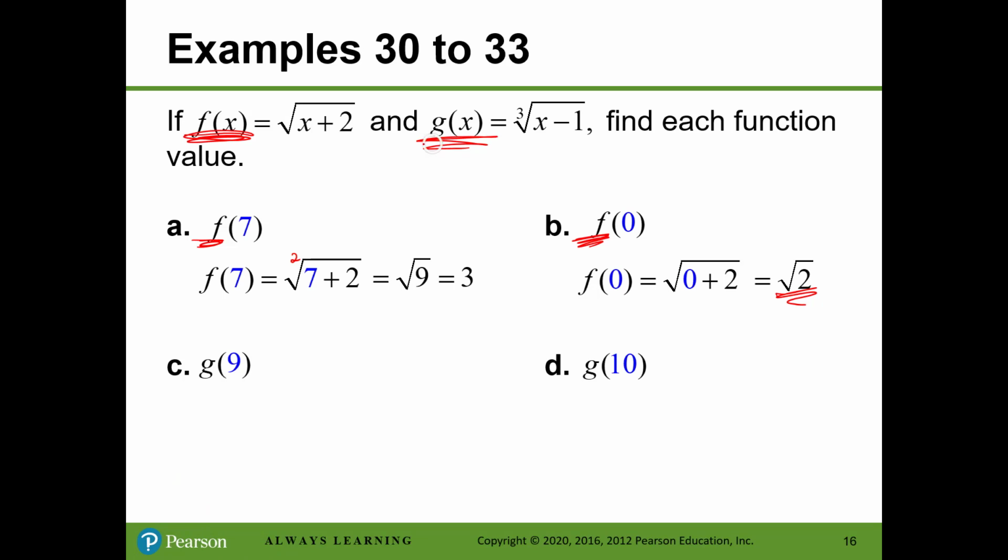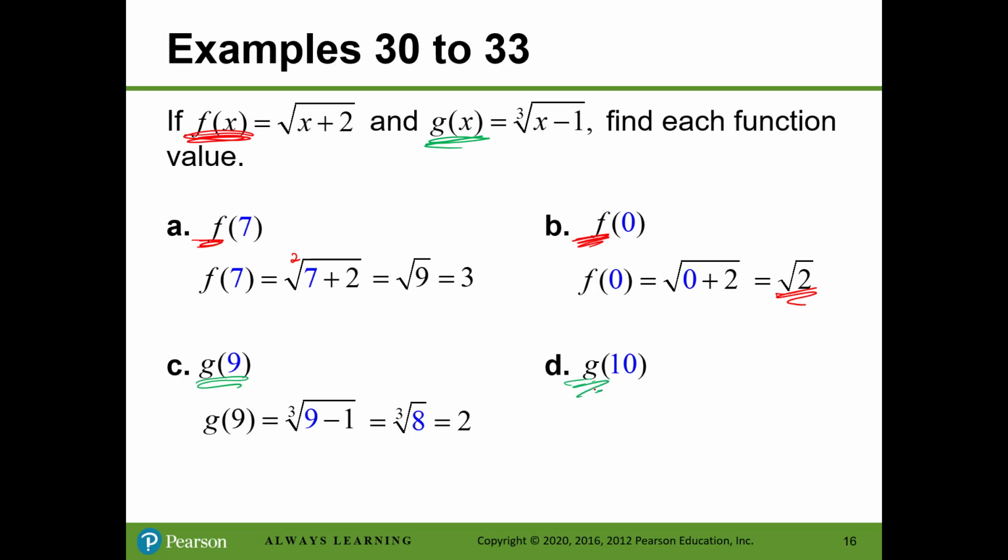So let's look at letter C. Letter C says to use the g. So I'm going to use the g, and I'm going to plug the 9 in. And you know what 9 minus 1 is as well as I do. Yeah, that gives you the cubed root of 8, and we have figured out the cubed root of 8 already. Correct, it gives you a 2.